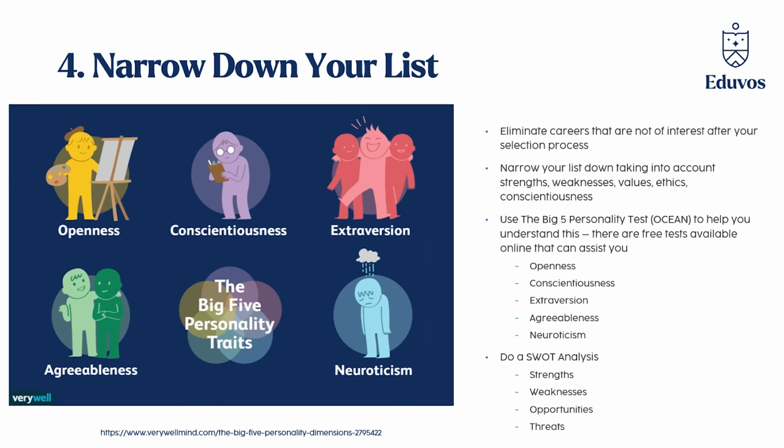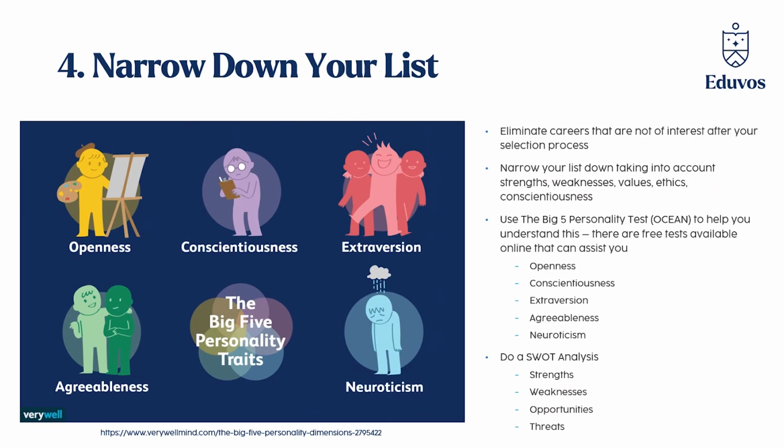Number 4, narrow down your list. Eliminate careers that are not of interest after your selection process. So you sat there going, maybe I want to be an accountant. And then you actually spoke to accountants and you saw what type of jobs they do. Take your job shadowing seriously. Okay, it is not a fun day for you to do nothing. It is for you to genuinely look at, what do I want from my life? Okay, take out the stuff that you're not interested in.